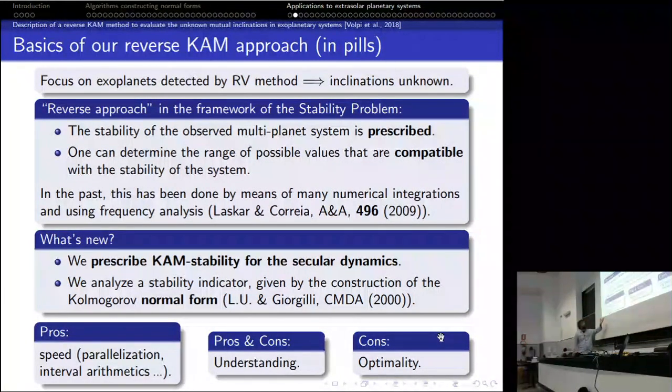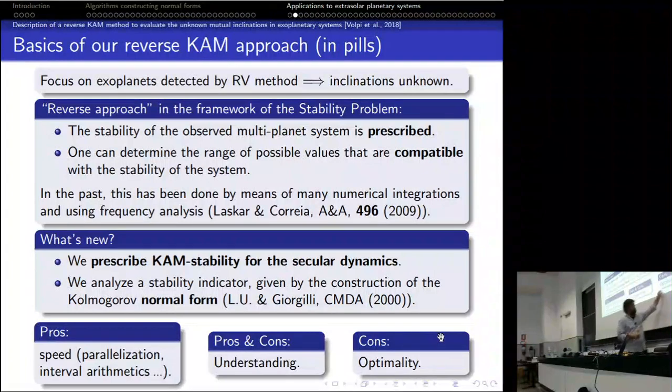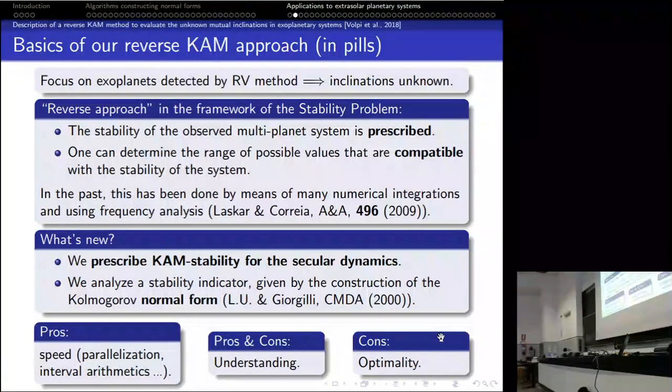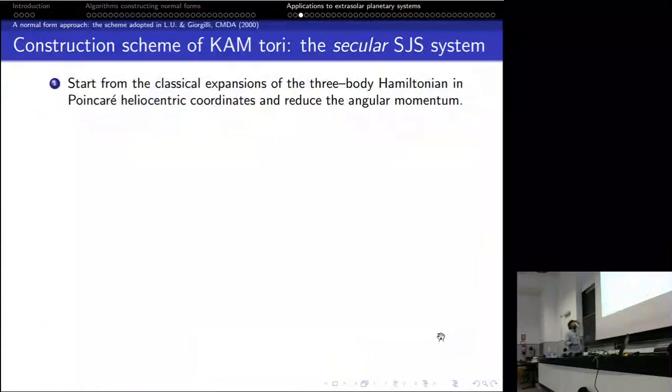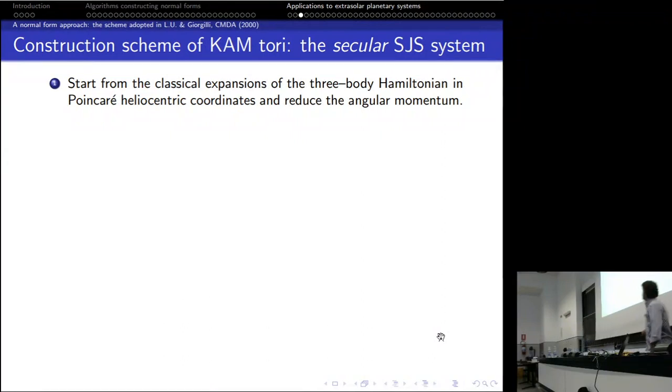And you can also use interval arithmetic to describe bunches of Hamiltonians parametrized with respect to the mutual inclination. You can put the procedure on a multi-core computer and so on and so forth. But as we will see, probably we are far from obtaining results that cover everything shown by a pure numerical procedure. Okay, well, this is a short summary of the procedure.